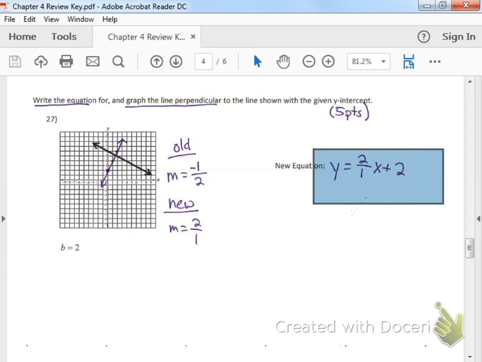To graph that, you start at the 2 on the y-axis. You go up 2, right 1, up 2, right 1. Connect the 3 points. Draw a line.